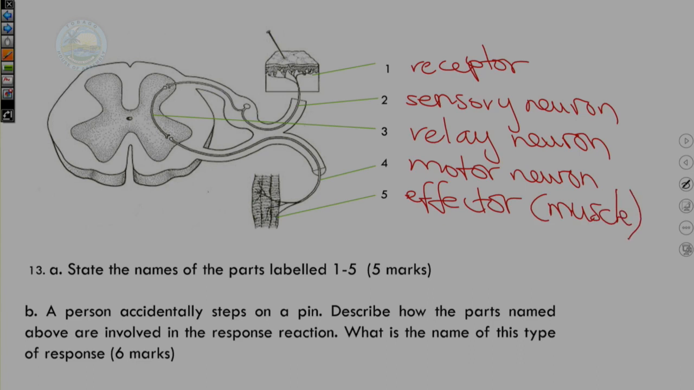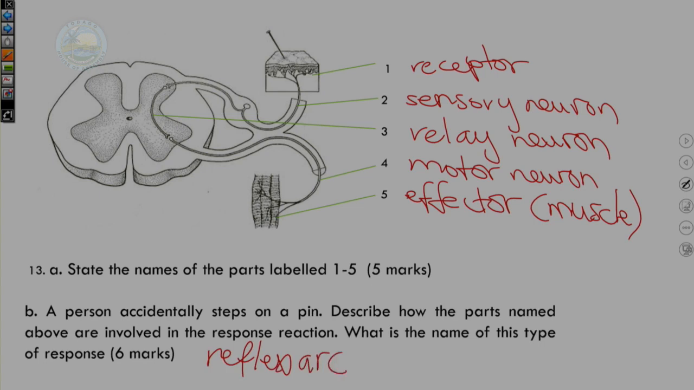A person accidentally steps on a pin, as shown in the diagram. Describe how the parts named above are involved in the response reaction. What is the name of this type of response? So this type of response is a reflex arc.